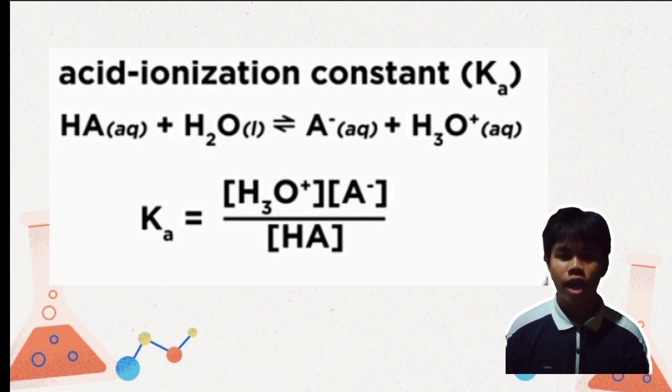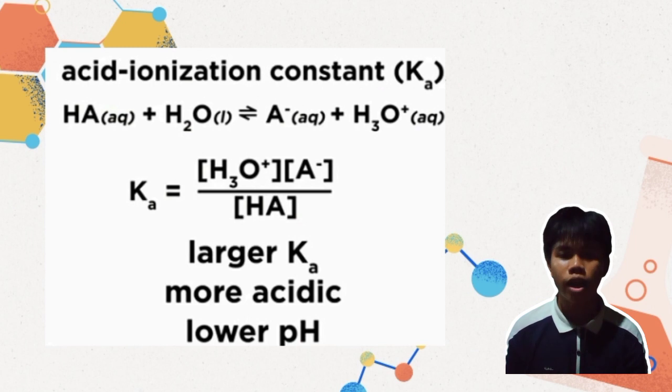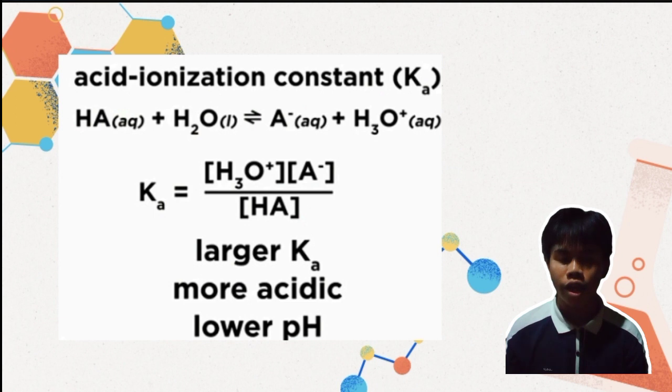Ka is the acid ionization constant. This is derived just like we got Kc for a generic chemical equilibrium. Note that we do not include water, as it is a pure liquid. Ka is a measure of how far an acid-base reaction proceeds in the forward direction. A larger Ka means more product and a stronger acid. A smaller Ka means more reactants and a weaker acid. So an acid with a larger Ka will be more acidic and therefore associated with a lower pH.